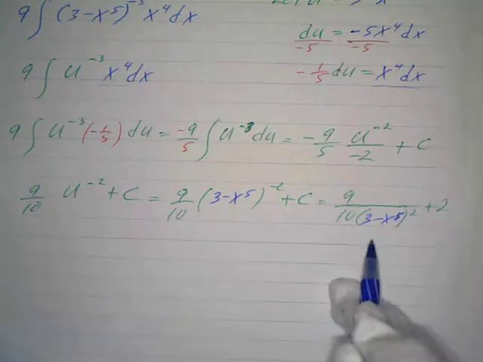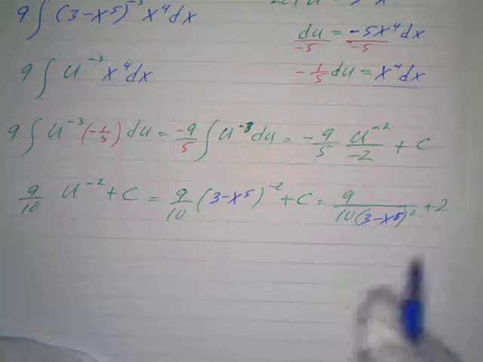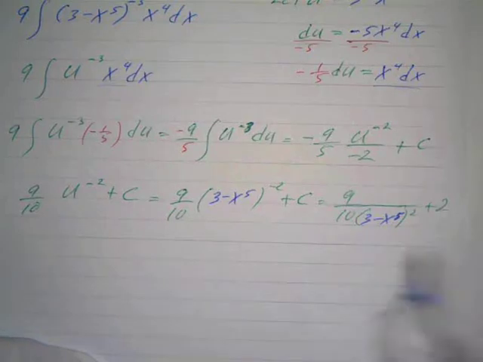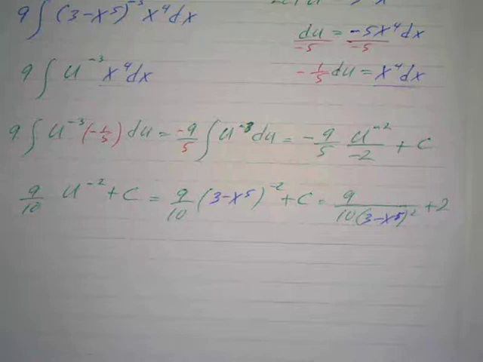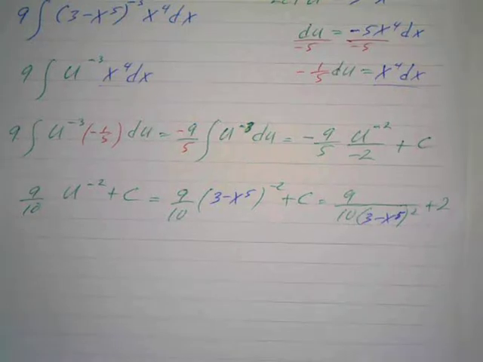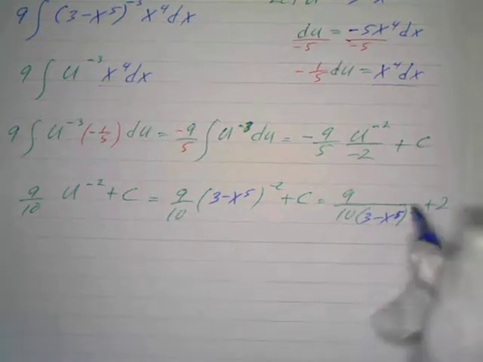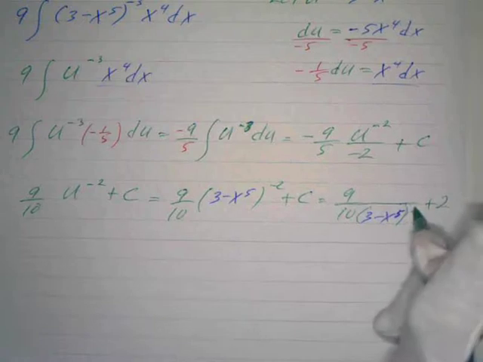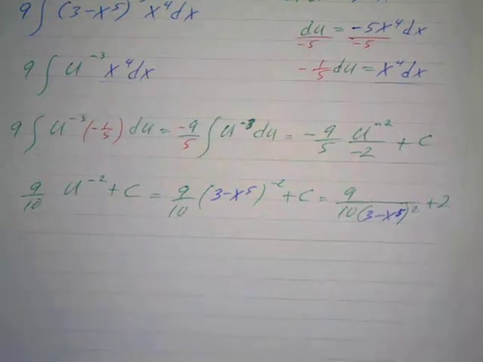And you could also write it in radical form. You could also write that as 9 over 10 times the square root of 3 minus x to the fifth. Oh, I'm sorry, it's squared. Excuse me. What am I saying? I was thinking 1/2. No, it's 2. So we write it like this.